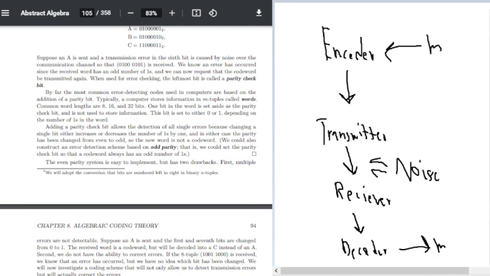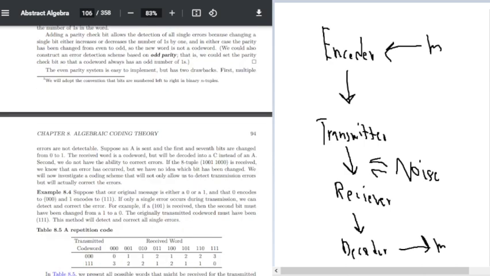Adding a parity check bit allows the detection of all single errors because changing a single bit either increases or decreases the number of 1s by 1. In either case, the parity is changed from even to odd, so the new word is not a code word. We could also construct an error detection scheme based on odd parity. That is, we could have the parity check bit set so that the code word always has an odd number of 1s. The even parity system is easy to implement, but has two drawbacks.